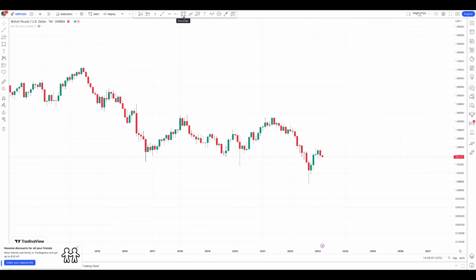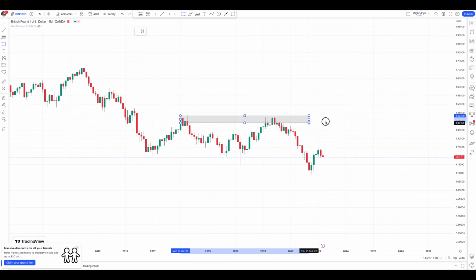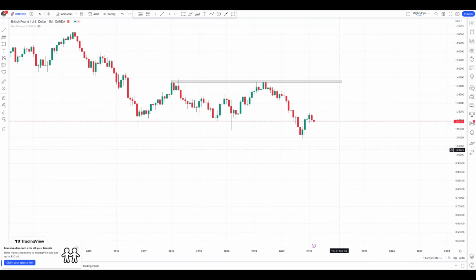So you go to the rectangle tool. After you've gone to the monthly chart, you look for key areas where the market has reversed in the current price action. You don't have to go all the way to 2009-10, just go down here. You look at this area here. Market went up from there, then reversed, then went back there, and then reversed. So this is a key level. You can just plot a rectangle to give perspective on where the market is headed.